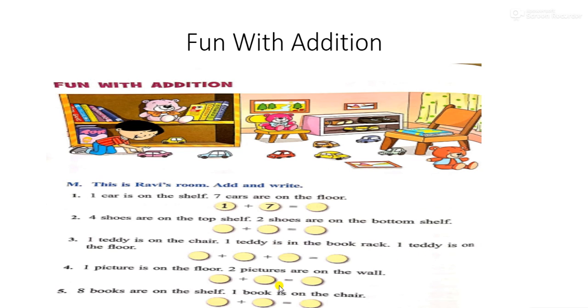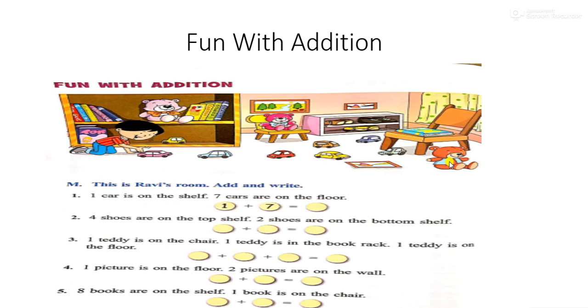1 teddy is on the floor, 1 teddy is on the chair. Is there a chair? Yes, it's there. This is a chair. 1 teddy is on the chair. This is the first teddy. Second, 1 teddy is in the book rack. Yes, this is a book rack. This is a teddy, the second teddy. Third one, 1 teddy is on the floor. Yes, there. This is the third.